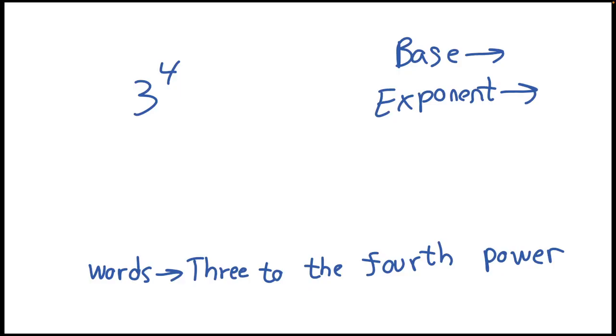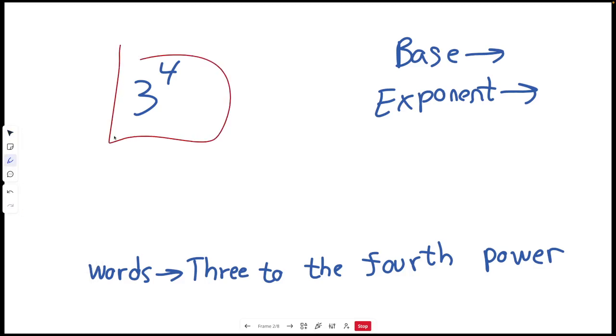So, for this problem here, this is a math problem, and the way you read this is 3 to the 4th power, or 3 with an exponent of 4, anything along those lines is fine. The big number at the bottom is your base, so the base is 3, and the exponent, the little number in the corner, is 4.